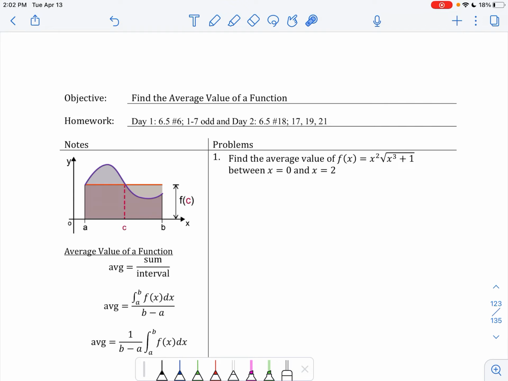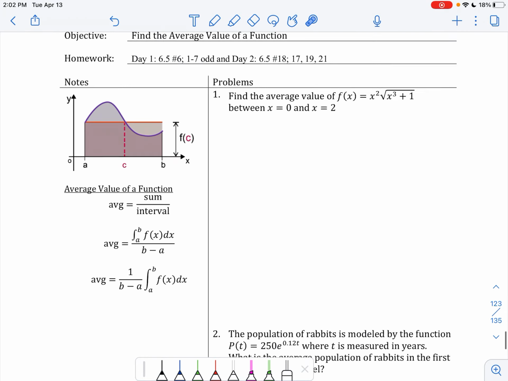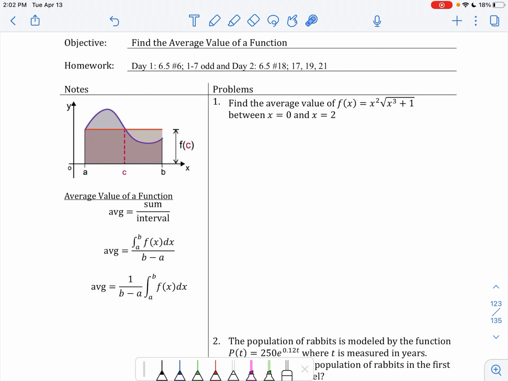2 weeks on this if you include the 2 days previously, but you will have a quiz on Friday of this week, the 23rd, which will cover everything in Chapter 6, 6.1, 6.2, and 6.5. So just giving you that heads up. Now let's get ourselves ready for notes, and we're going to get started finding the average value of a function.